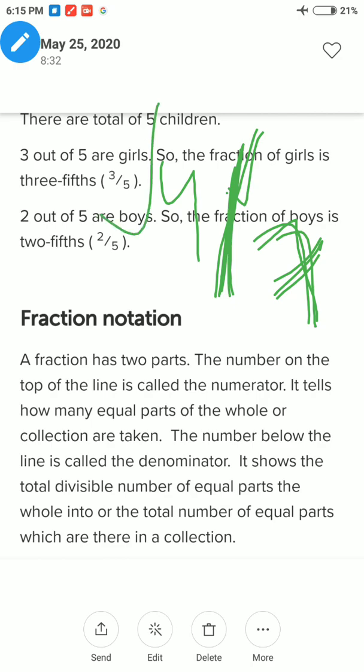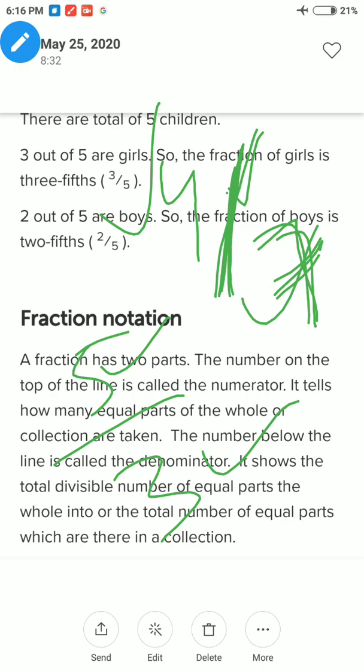Upper part is called the numerator and lower part is called the denominator. Similarly, in 5 divided by 3, 5 is the numerator and 3 is the denominator. 5 lies above the line, it is the numerator, and the lower part is the denominator. So the fraction has 2 parts: the upper part is called the numerator, and the lower part that lies below the line segment is called the denominator.